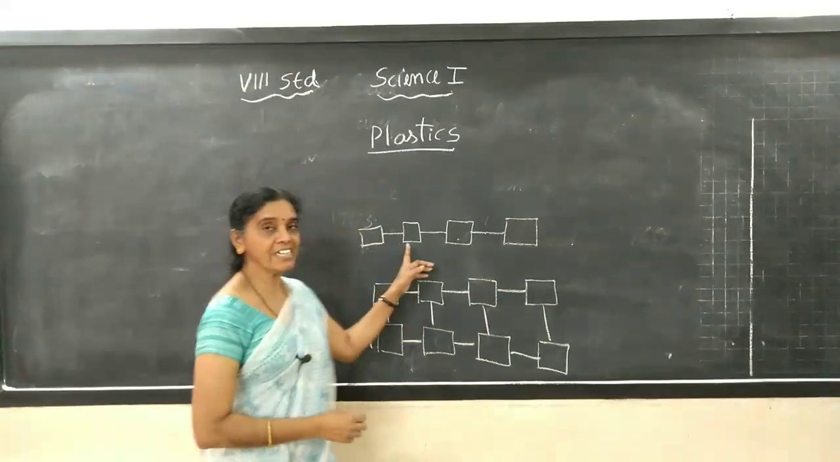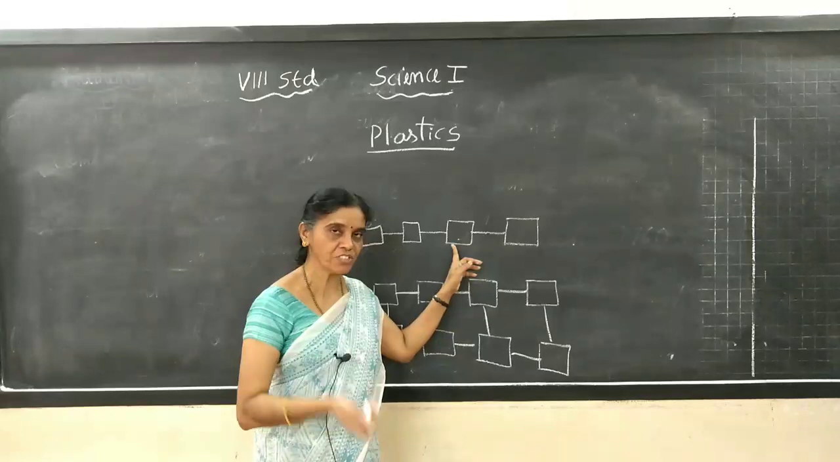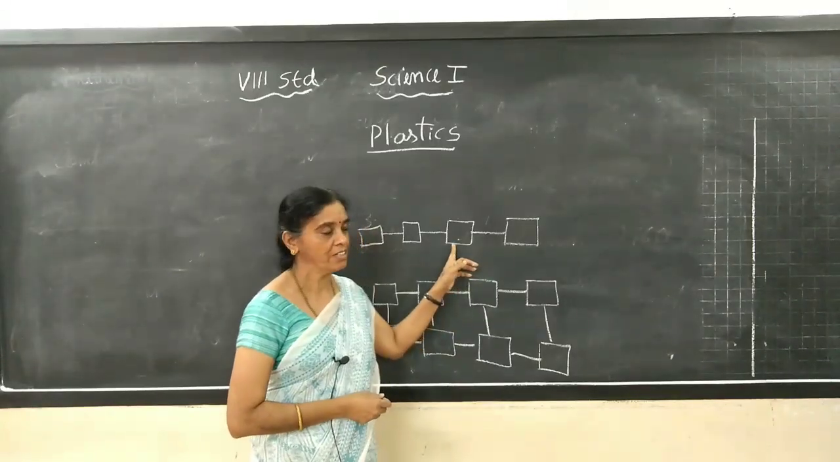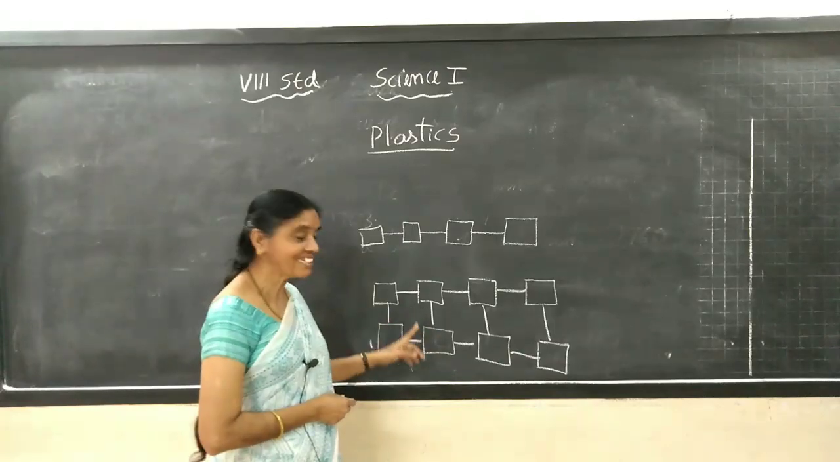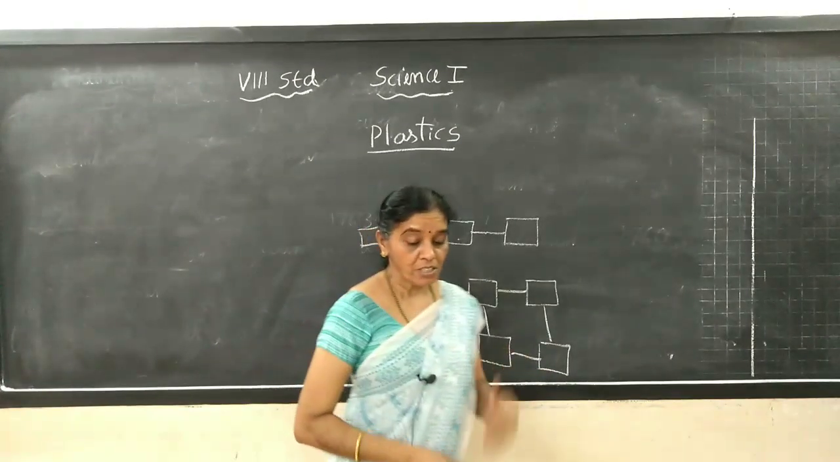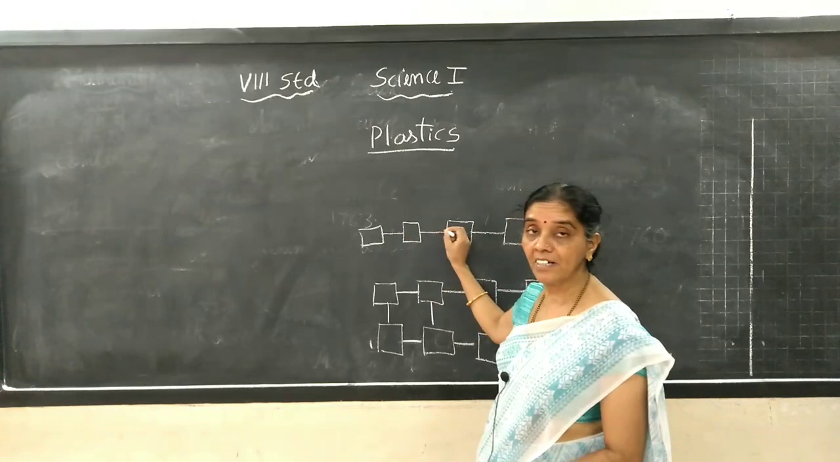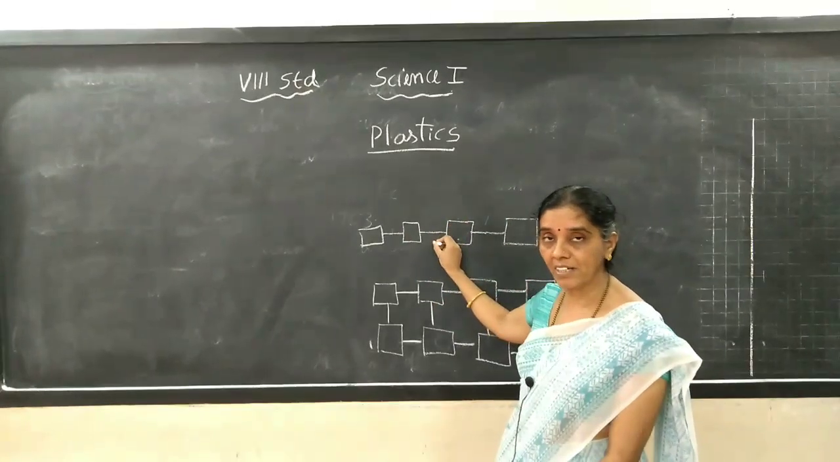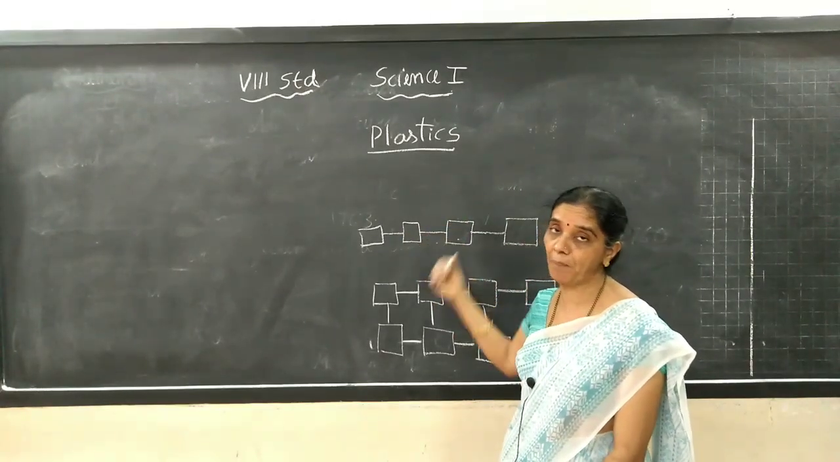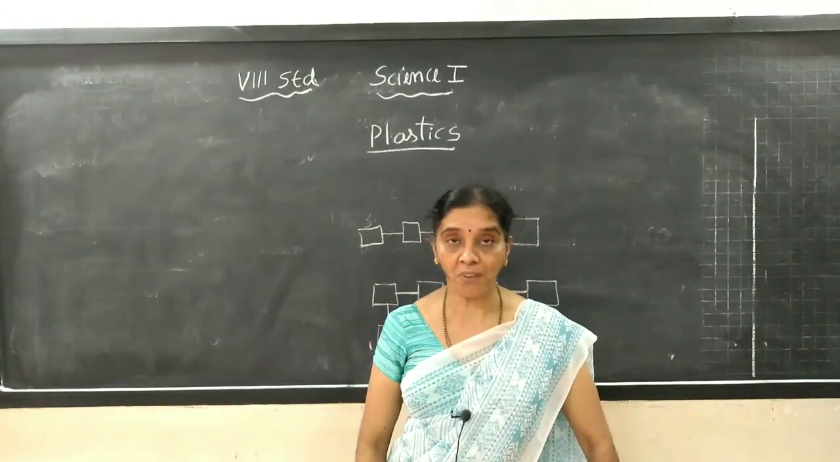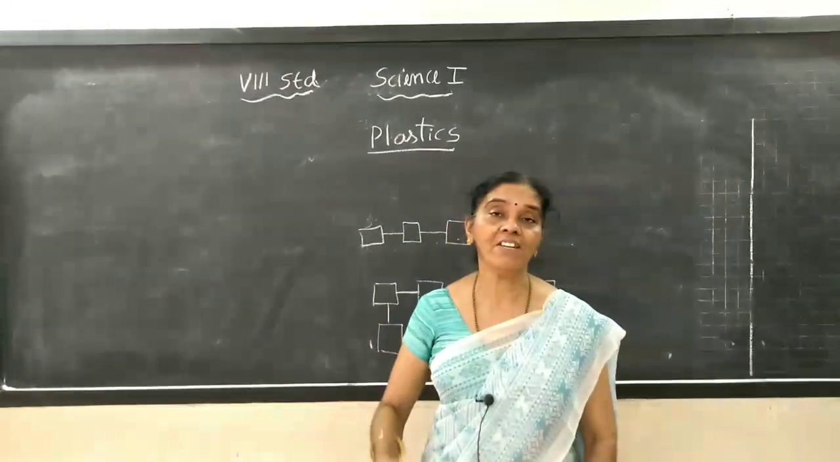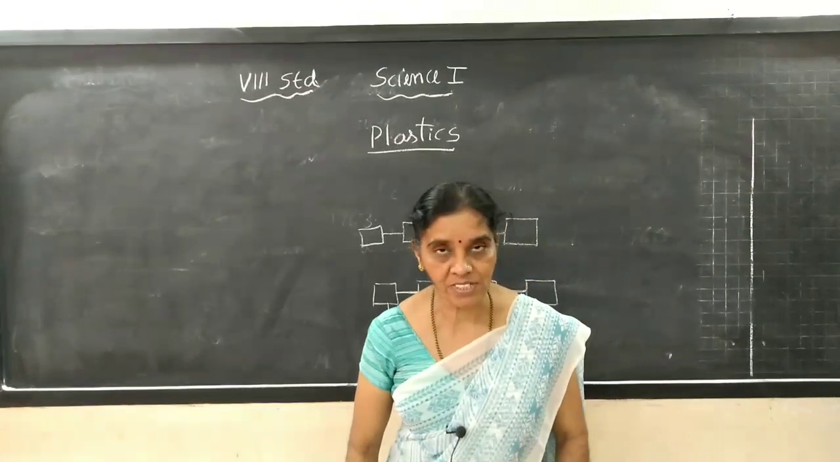It is a linear arrangement, the units which make the polymer of plastic, and in this one, it is arranged in the cross-linked manner. And the units which make the plastic may be different for different plastics. We have almost 50 types of plastic. So by this property we have different types of plastics.